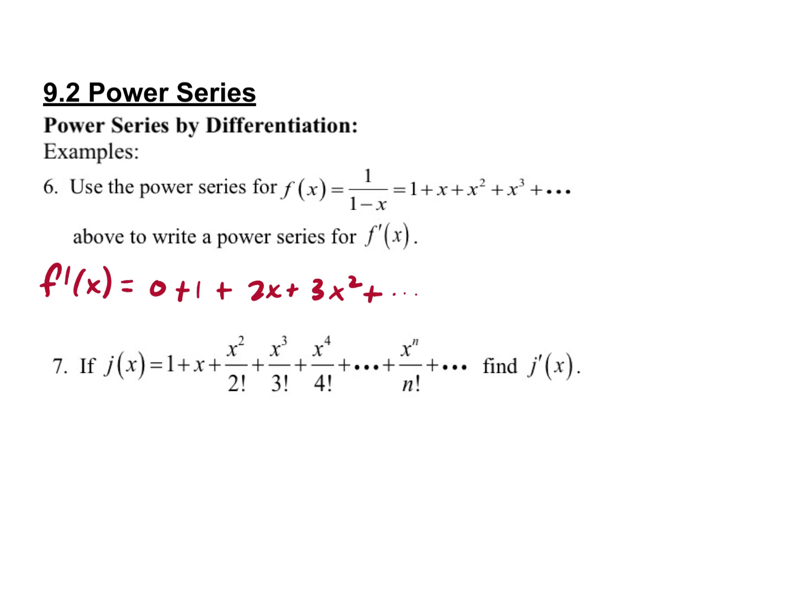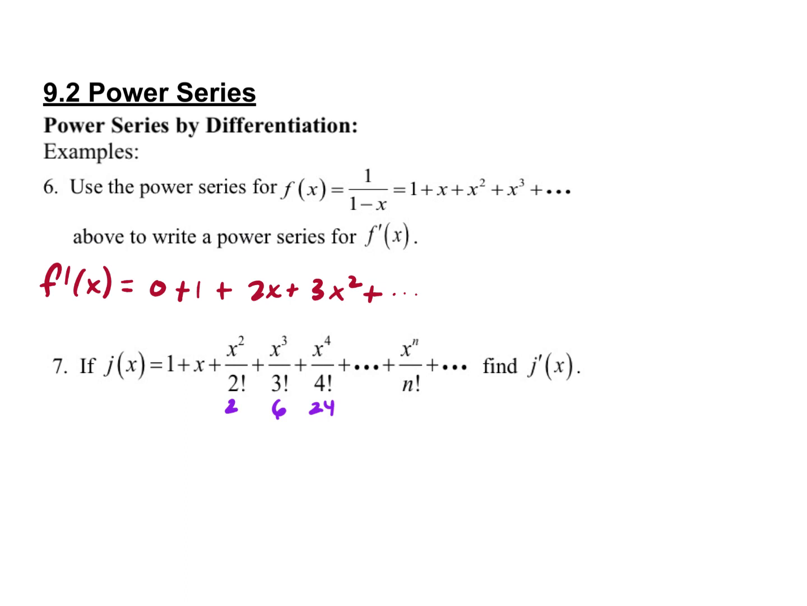So here's this series: 1 plus x squared over 2 factorial plus x cubed over 3 factorial, and so on. Find j prime of x in the similar way that we did for the series above. One of the things I'm seeing you struggle with a little bit is this factorial idea. This is 2. This is 6. This is 24.